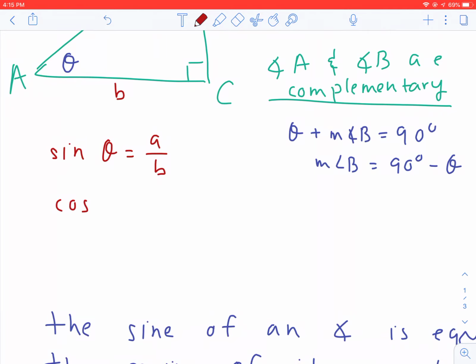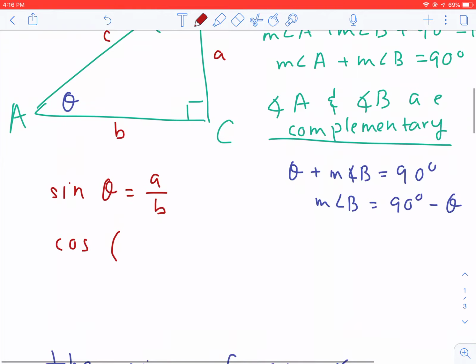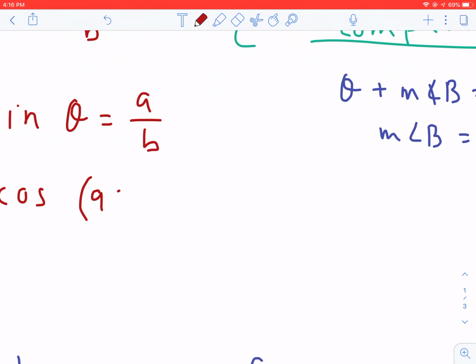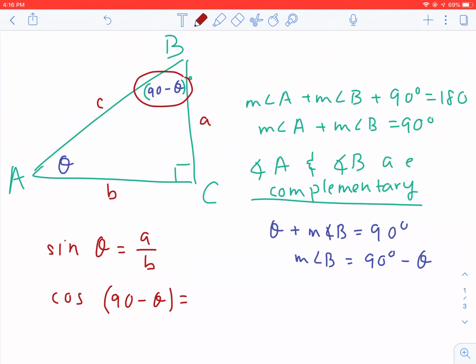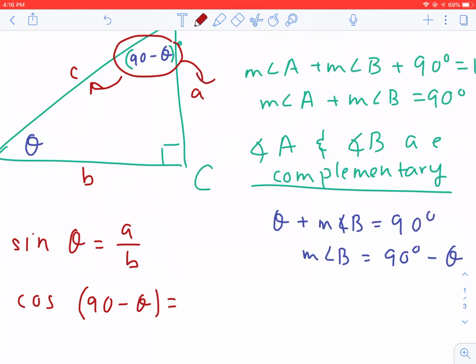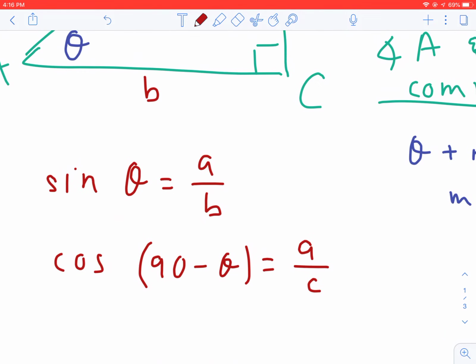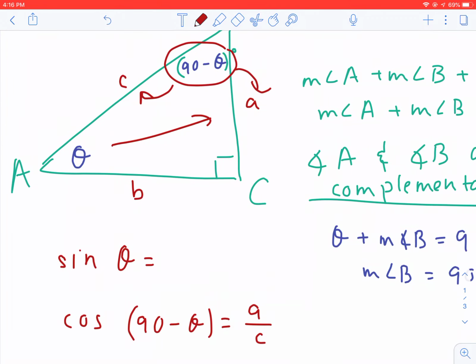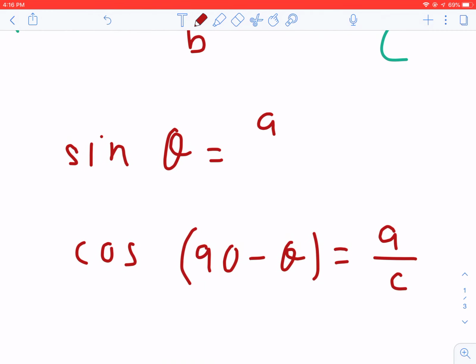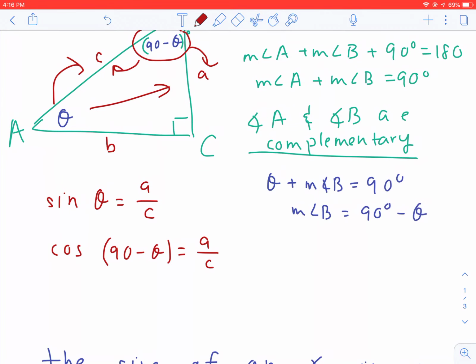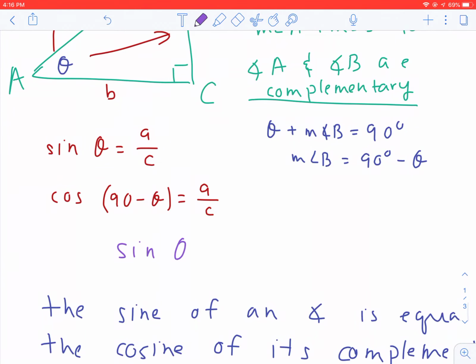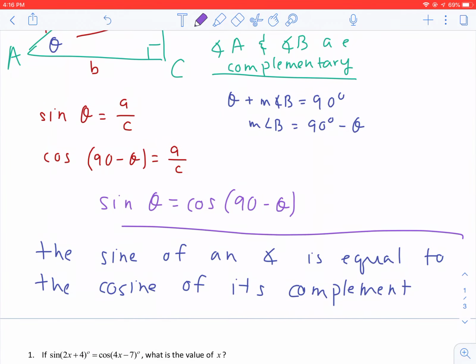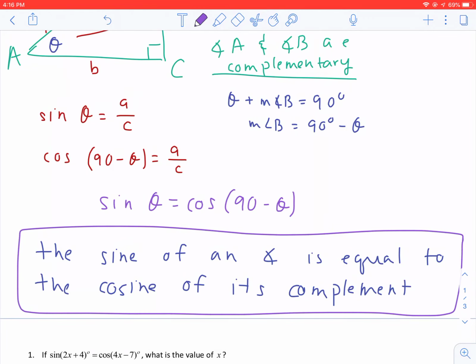And let's do the cosine of the complement angle. So complementary to angle theta is 90 minus theta. And what is that equal to? Well, cosine of that is adjacent over hypotenuse, which is equal to A over C. And I realize I messed up sine theta, I'm sorry. Sine theta is opposite over hypotenuse, which of course is C. So sine theta is A over C. Cosine of the complement of theta is also A over C. So in general, sine of theta is equal to cosine of 90 minus theta. In other words, we've shown this: the sine of an angle is equal to the cosine of its complement.